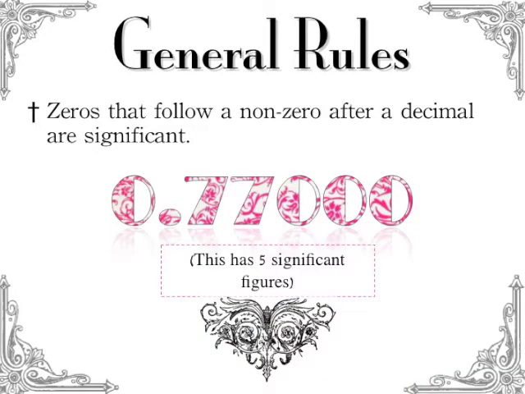Zeros that follow a non-zero after a decimal are significant. 0.77000 has 5 significant figures.